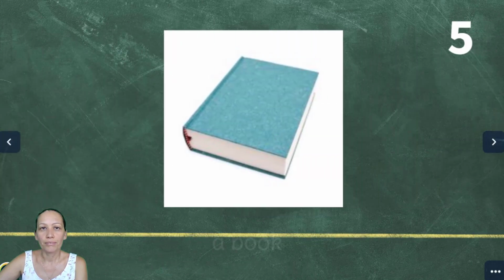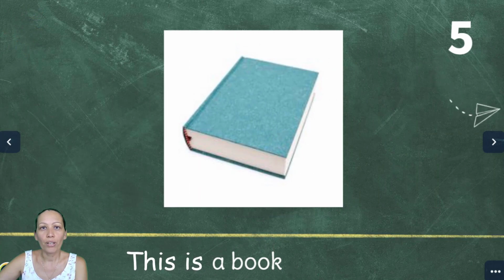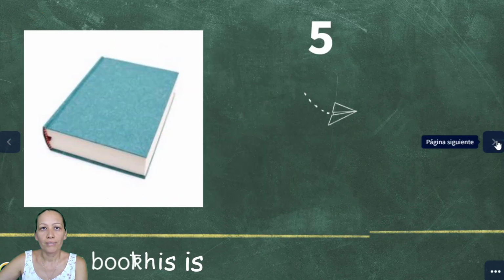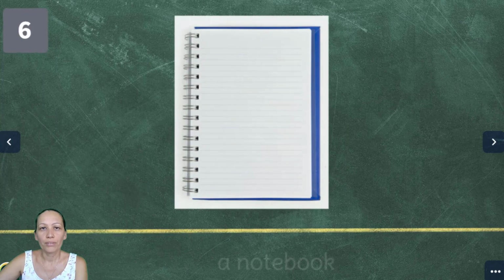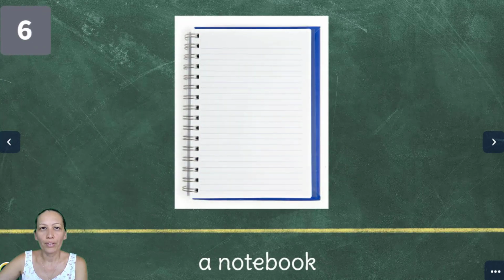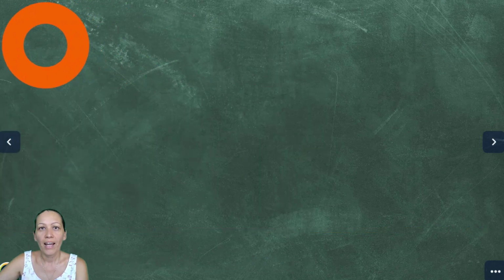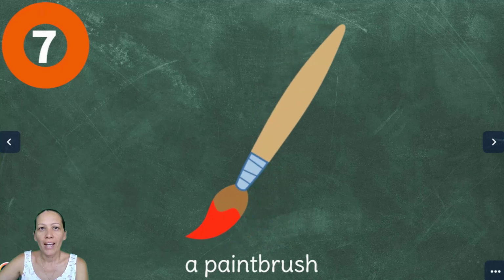A book. This is a book. A notebook. This is a notebook. A paintbrush. This is a paintbrush.